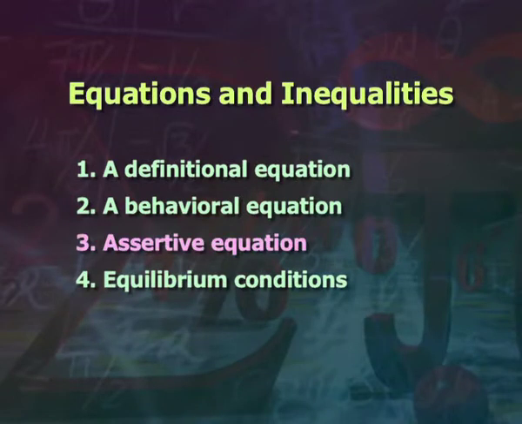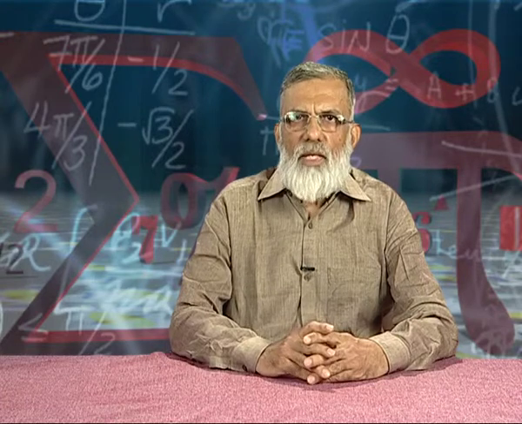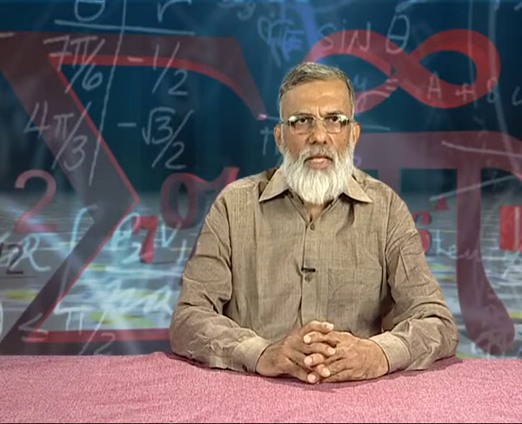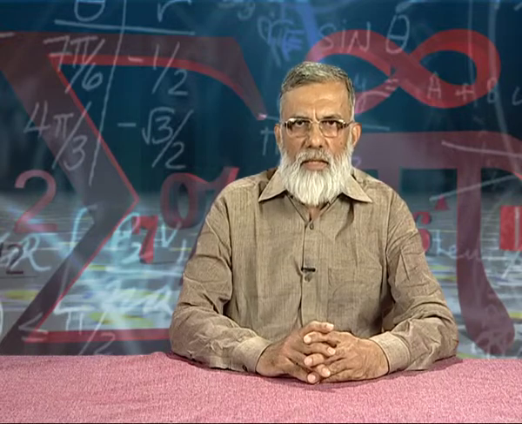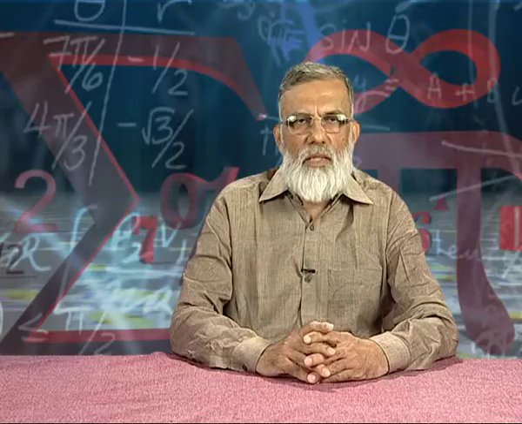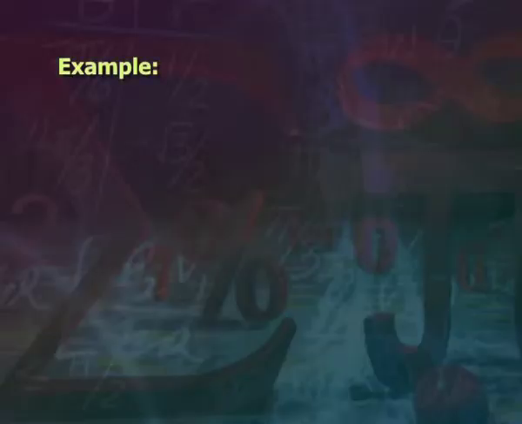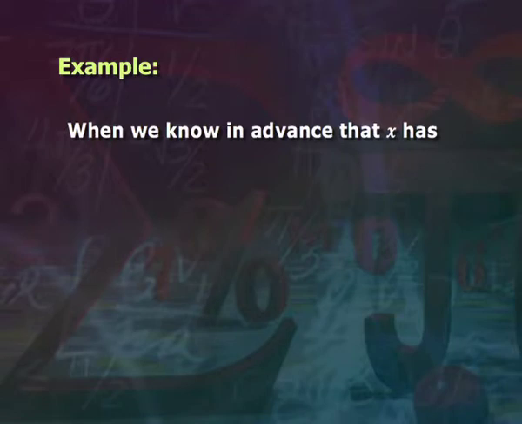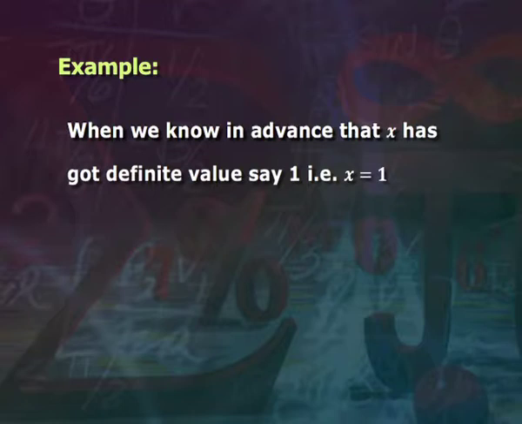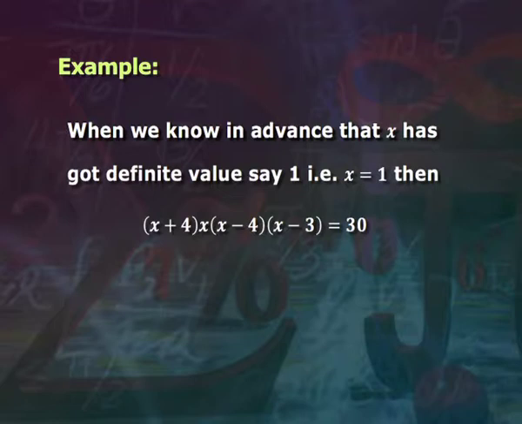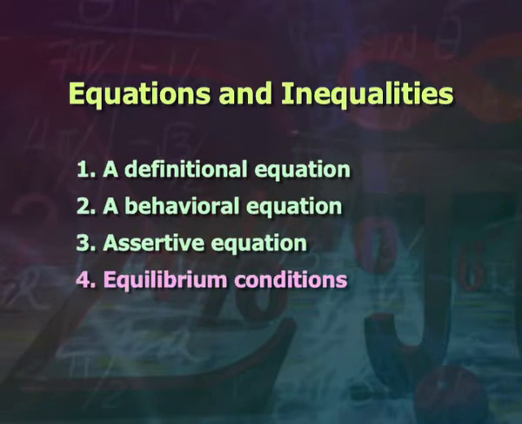3. Assertive equation. Here, in certain situations, our variables have certain values, and then we say that the arithmetical expression has a certain value. Example: when we know in advance that x has a definite value, say 1, that is, if x is equal to 1, then the expression x plus 4 multiplied by x multiplied by x minus 4 multiplied by x minus 3 is equal to 30.